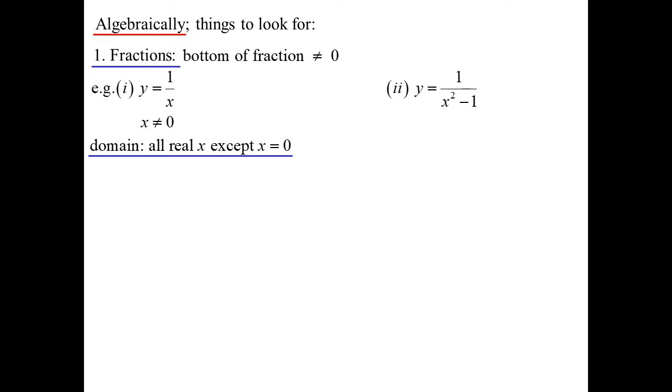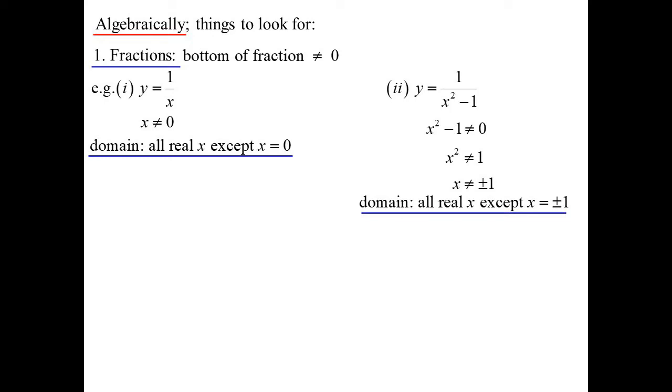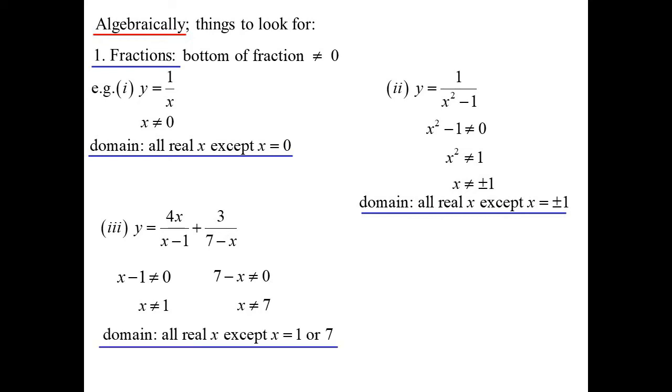Bottom of the fraction can't equal 0. So let me have a look at that. X squared minus 1 can't equal 0. I have two x values that are excluded from the domain this time. So all real x except x equals plus or minus 1. You might have two fractions added together. Both fractions, neither of those denominators can be 0. So I know x minus 1 can't equal 0, but I also know 7 minus x can't equal 0. So we get all real x except x equals 1 or 7.